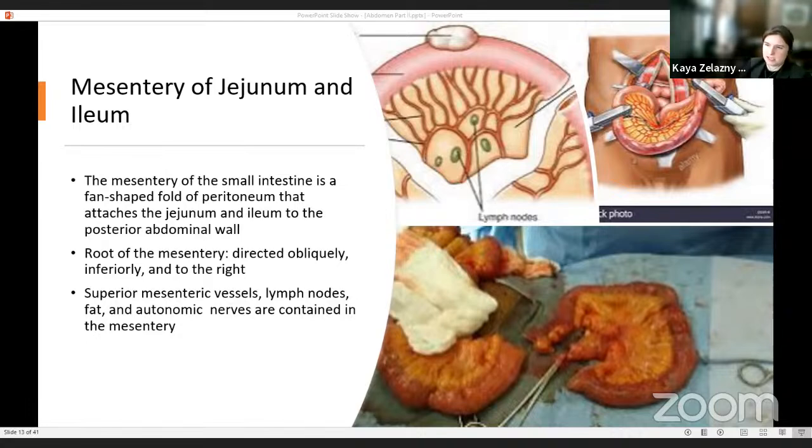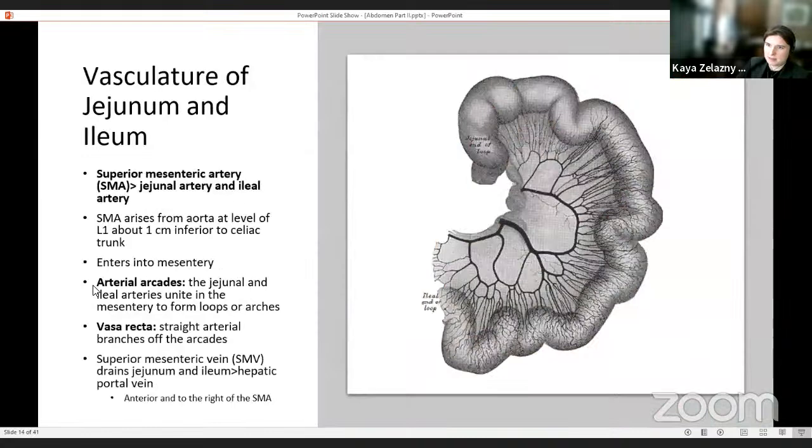So the root of the mesentery, its attachment to the rest of the body, is going to be directed obliquely, so at an angle, inferiorly and to the right. So when you're in lab, you can practice taking a look at that. Running through it, we have the superior mesenteric vessels, lymph nodes, fat, as well as the autonomic nerves going to the small bowel. So there's a lot of important stuff going through here. We'll take a look here at the vasculature.